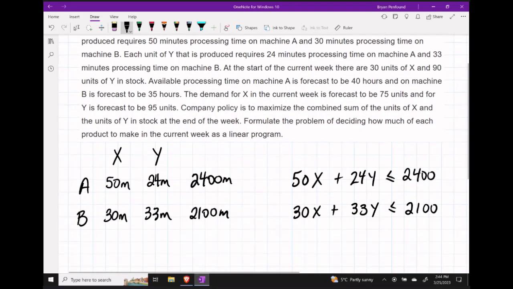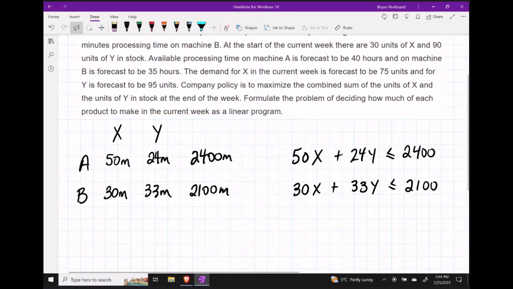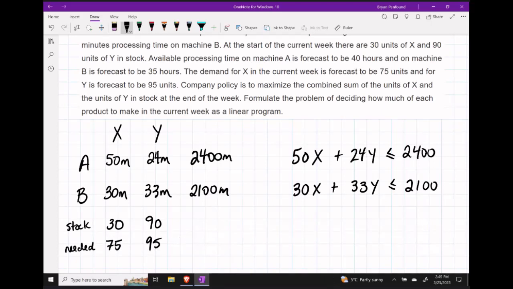Next, let's go ahead and take a look at our stock. Currently, we have 30 units of X in stock and 90 units of Y. Now, it's forecasted that we're actually going to need 75 units of X and 95 units of Y. This is going to lead us to our next two constraints.